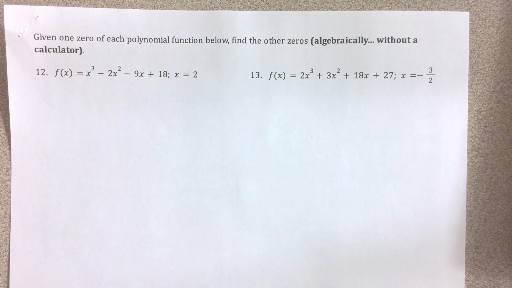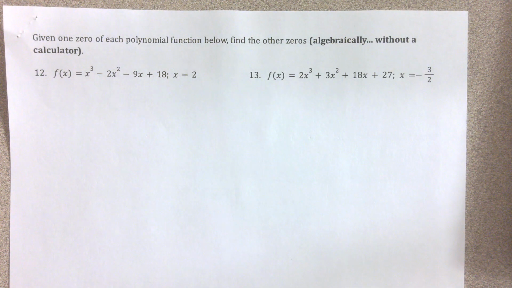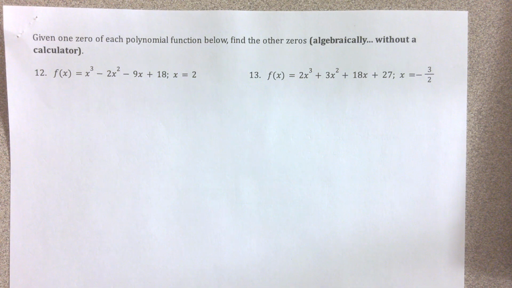Next, number 12. Number 12, we do something very similar, but we don't want you to use the calculator. So here's what it says. Given 1 zero of each polynomial function below, find the other zeros, and then I added in bold, algebraically without a calculator. Number 12, you can cheat. You can see all of them on the graph, so please do this by hand like we ask you to. 13, on the other hand, if you try and graph this, you're going to get nowhere, so we have to give you this. So basically, we're handing you one of the zeros to start with, and then you have to solve it from there.